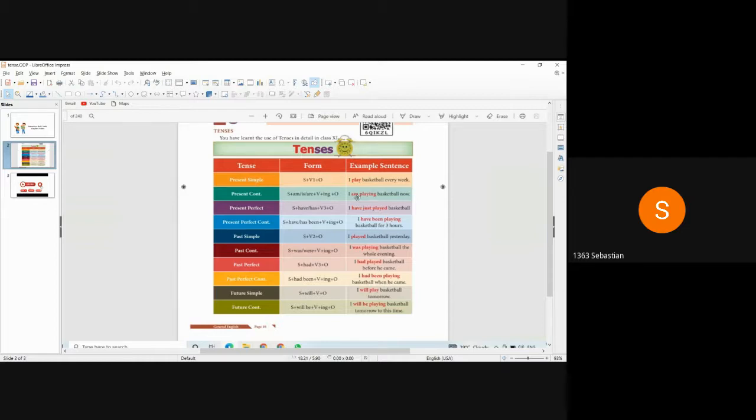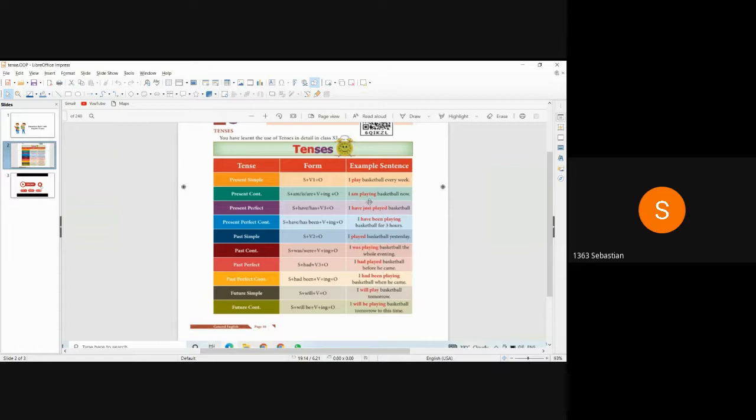For first person plural, we use are: we are playing. For second person singular, we use are: you are playing basketball now. For second person plural, we use are. Helping verb are: you are playing basketball now. Third person singular takes the verb is: he is playing basketball now, she is playing basketball now, it is playing basketball now. Third person plural takes the helping verb are: they are playing basketball now.